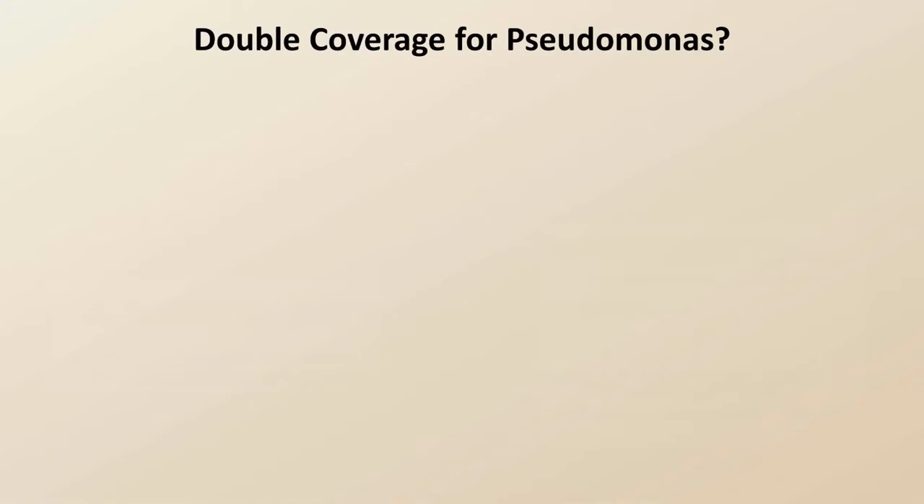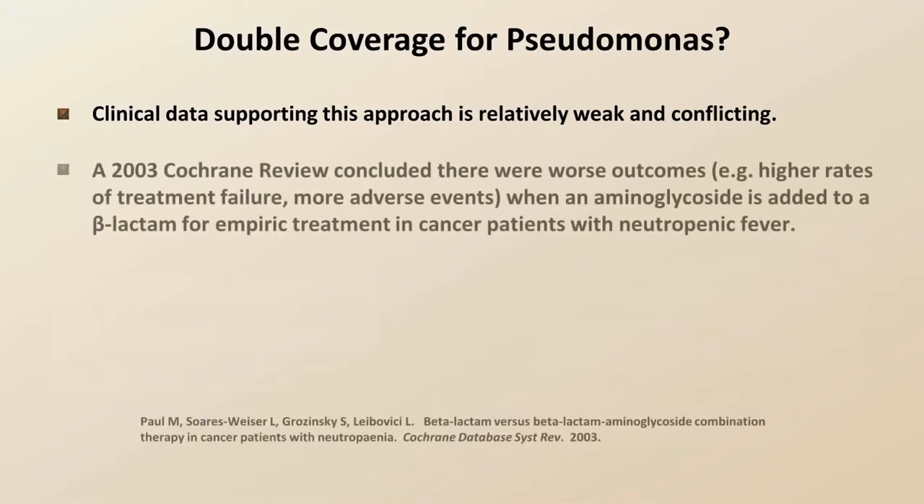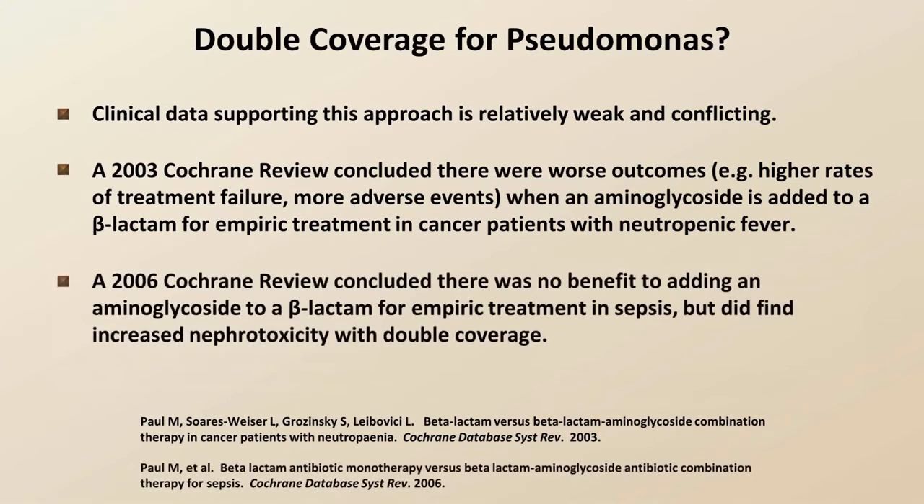Despite these theoretical benefits, the clinical data supporting this approach is relatively weak and conflicting. A 2003 Cochrane review concluded that there were worse outcomes when an aminoglycoside is added to a beta-lactam for empiric treatment in cancer patients with neutropenic fever. A 2006 Cochrane review concluded there was no benefit to adding an aminoglycoside to a beta-lactam for empiric treatment in sepsis, but did find increased nephrotoxicity with double coverage.